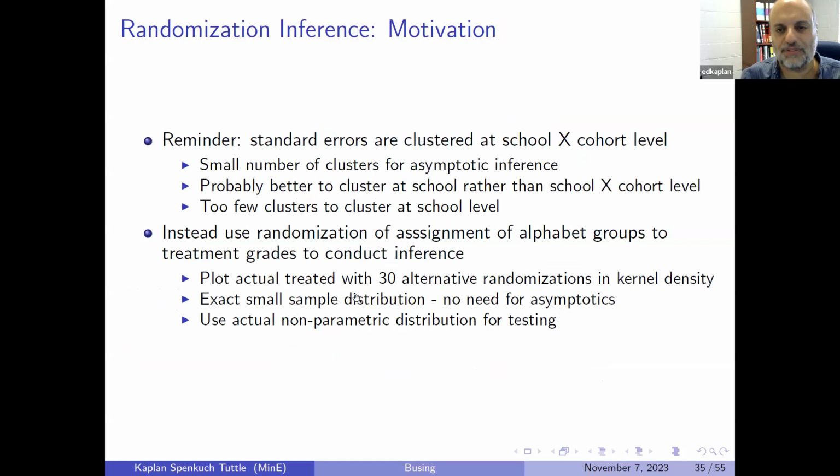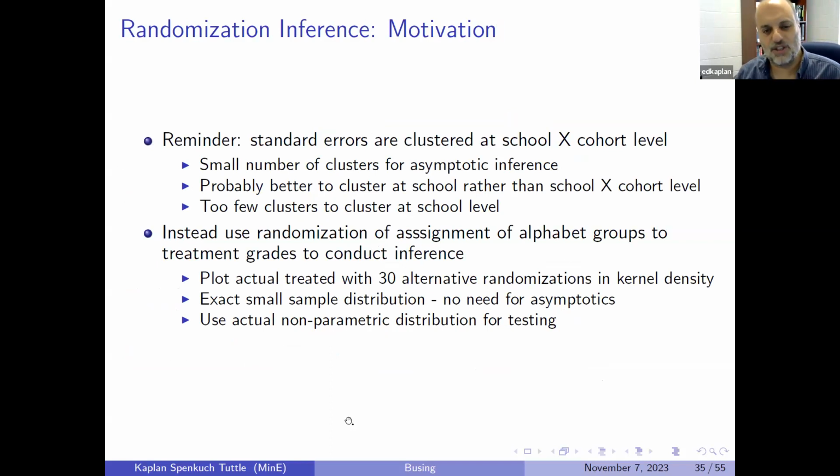So now let me briefly go through the randomization inference. If you remember, our standard errors are clustered at the school cross cohort level. This is a small number of clusters for asymptotic inference. So it's probably better to cluster at the school level rather than the school cross cohort level, but there are really too few clusters to cluster at the school level.